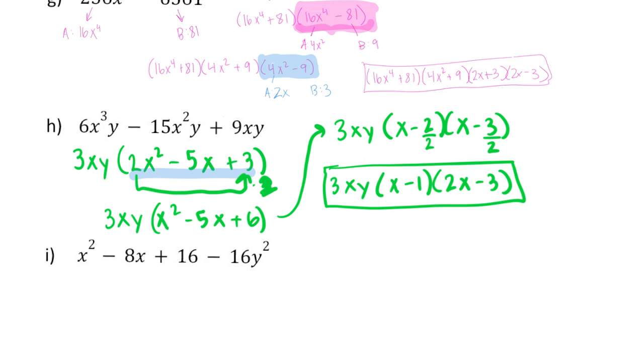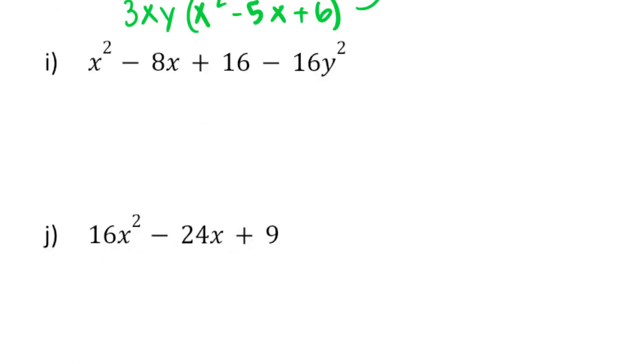Okay, question I. On this problem, it has 4 terms, so we've got to factor by grouping. But grouping 2 to 2 is not going to work here. In fact, I see that this x squared minus 8x plus 16 becomes a perfect square. So I can factor this to x minus 4 squared, because 16 is a perfect square, and if I double 4, I get 8, so it's a perfect square.